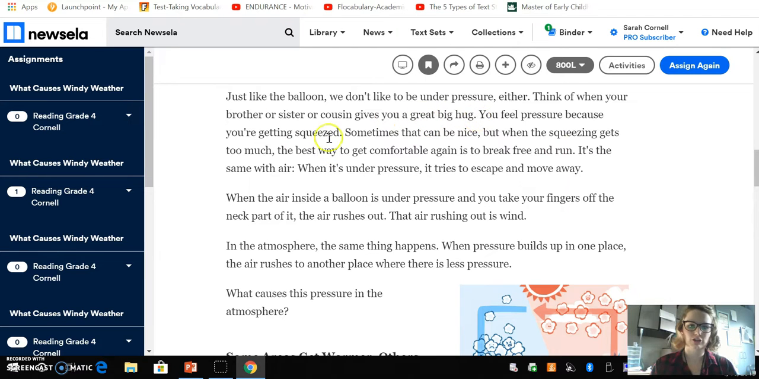You feel pressure because you're getting squeezed. Sometimes that can be nice. But when the squeezing gets too much, the best way to get comfortable again is to break free and run. It's the same with air. When it's under pressure, it tries to escape and move away.